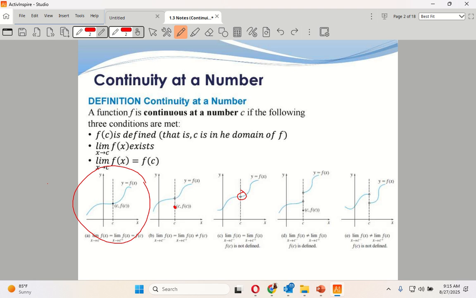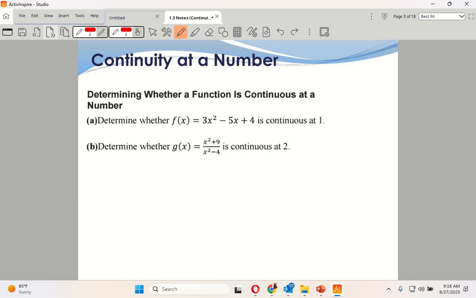So, the limit as it goes to the left side goes to here, the right side goes to here, and the function is equal to here. All three of those are not equal, and all three have to be equal. This right here, same thing, the limit goes here, but f of c is undefined right there. So the only good one is there. All three things have to happen. The function has to be equal to the limit.